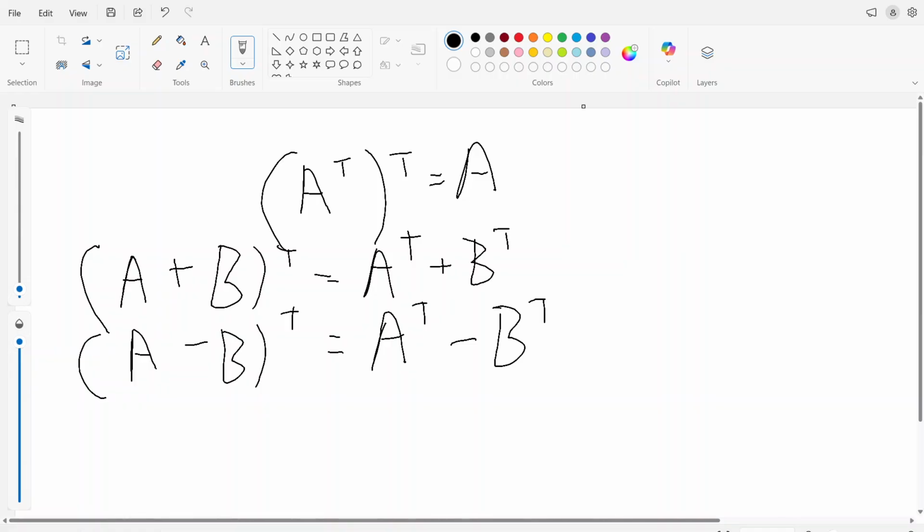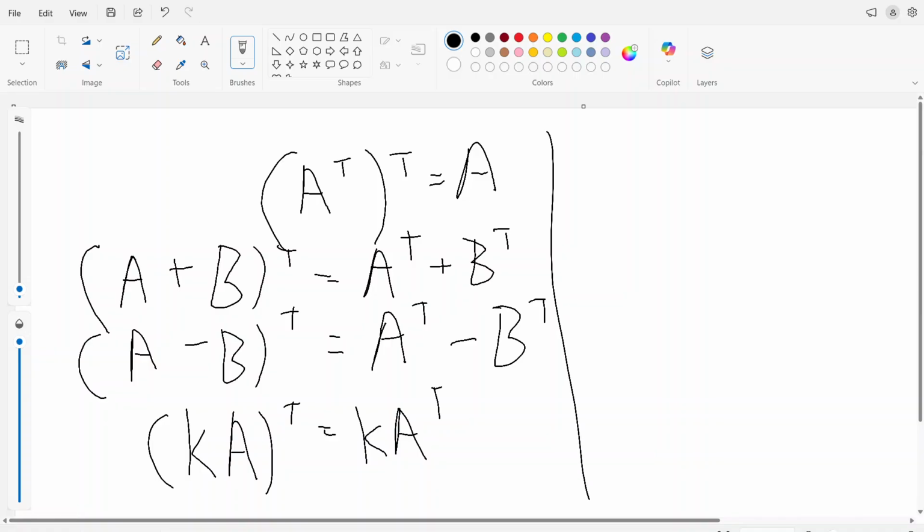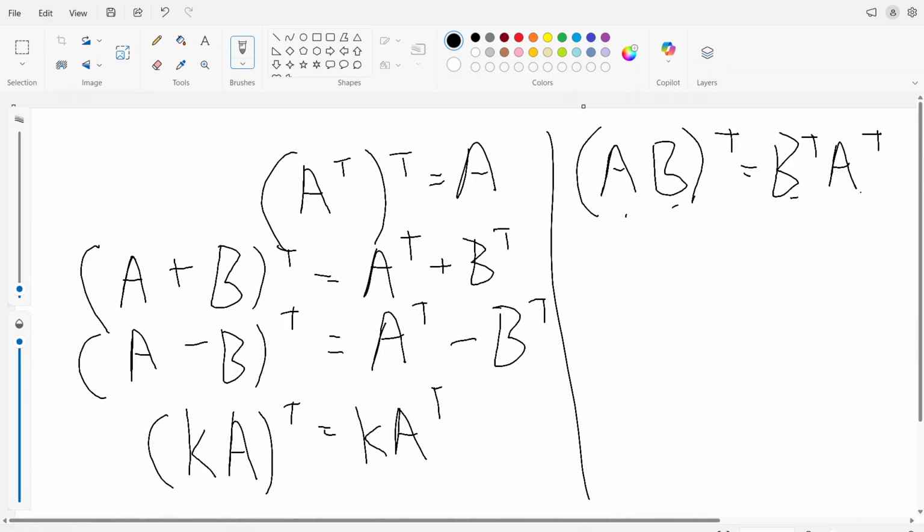Property number 4 is the transpose of a constant multiple. So we have (cA)ᵀ equals c Aᵀ. This means that the constant stays the same. Now, property number 5 is very important, and the most important one: the transpose of a product. If you have (AB)ᵀ, this equals BᵀAᵀ. So notice that the order reverses: A, B becomes B, A. This is probably the most tested transpose property.